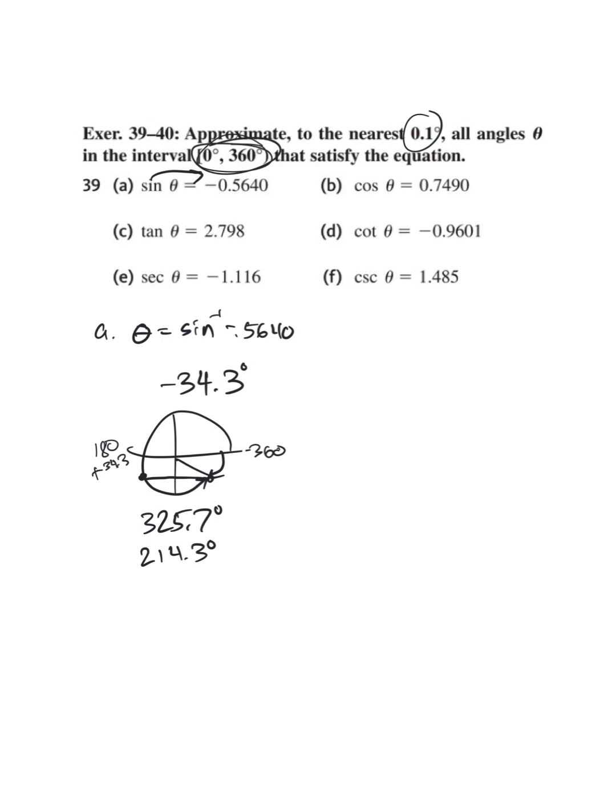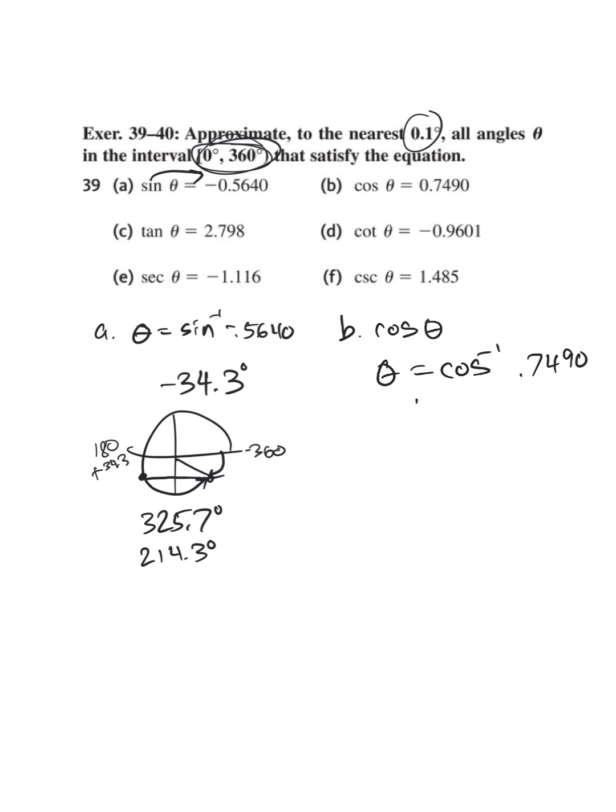Okay, so now let's do the cosine of theta. So you're going to do theta equals the arc cosine of 0.7490. So put that in your calculator. The arc cosine of 0.7490, and do that again. Make sure you are in degree mode.